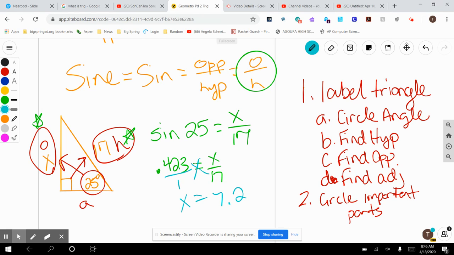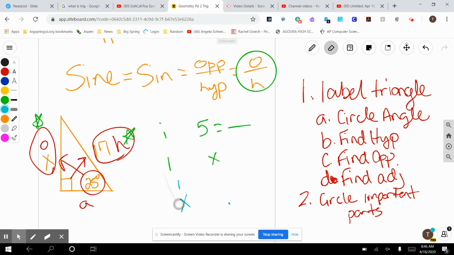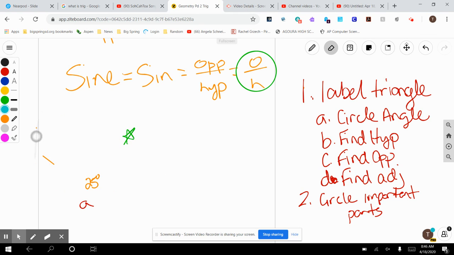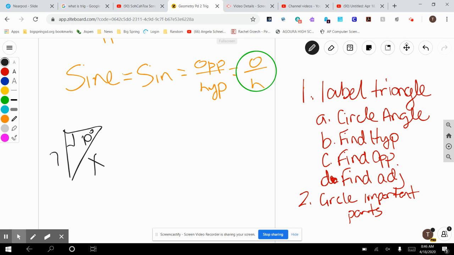Okay, so let me erase this. And we will do another one. So okay, so this time, let's say I have a triangle like this. Okay, this is a right angle. Say this is 10 degrees. Okay, let's say this is our x, and this is, I don't know, let's see, 7. How about we'll keep it small.